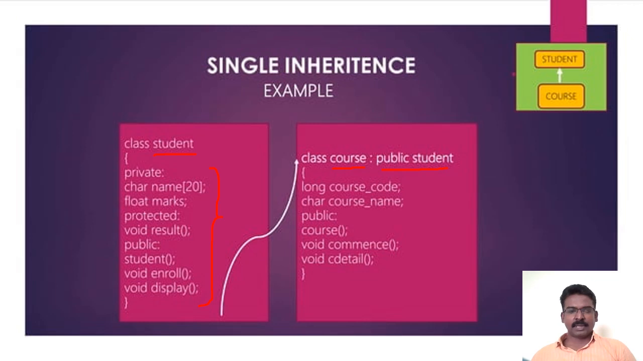So since this course class inherits only from a single class, that is the student class, this is nothing but single inheritance. Here you can see only a single inheritance happens.